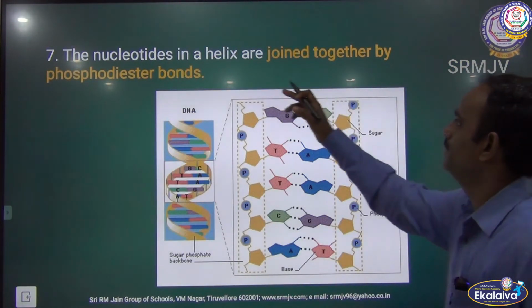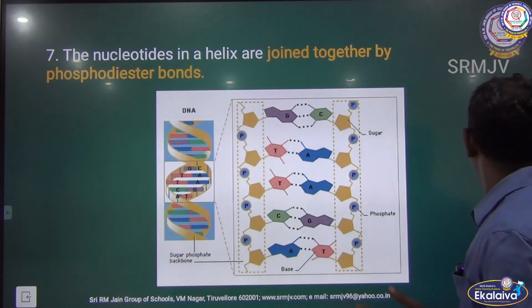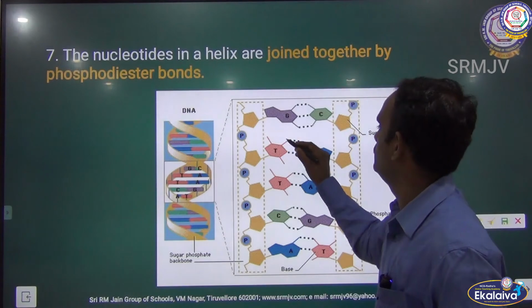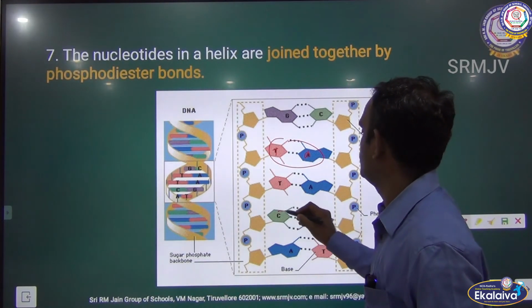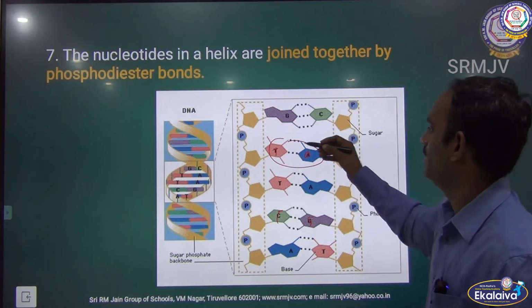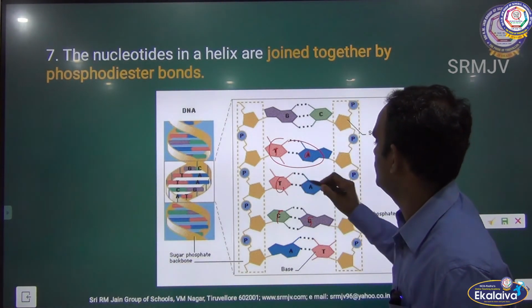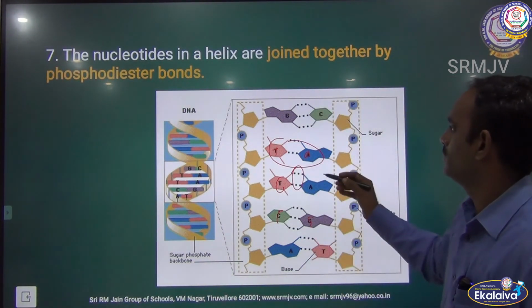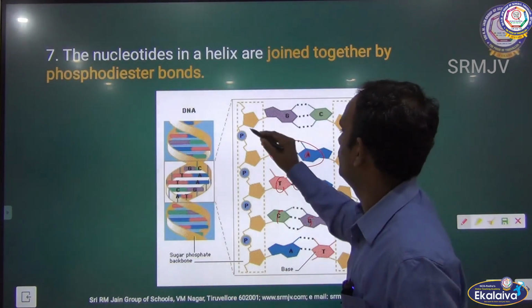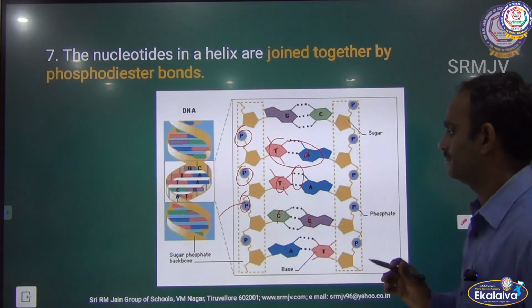Then the nucleotides in a helix are joined together by phosphodiester bonds. So this is the nucleotide, with the bases thymine, adenine, guanine, cytosine. Adenine and thymine base pair with 2 hydrogen bonds, and this is the nucleotide. These nucleotides are joined by phosphodiester bonds. This is the phosphodiester bond. Okay.